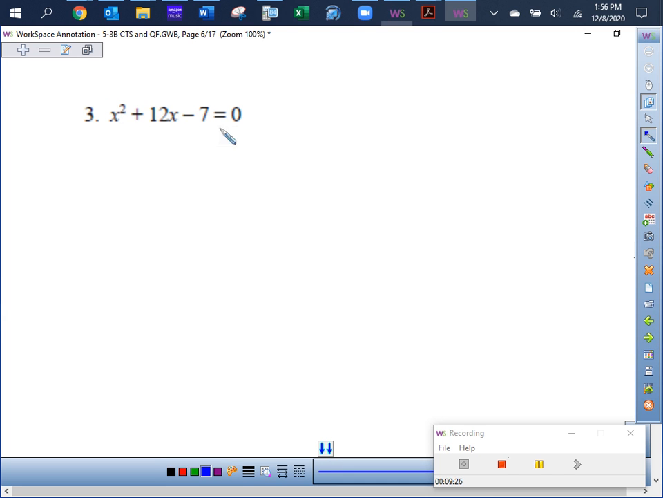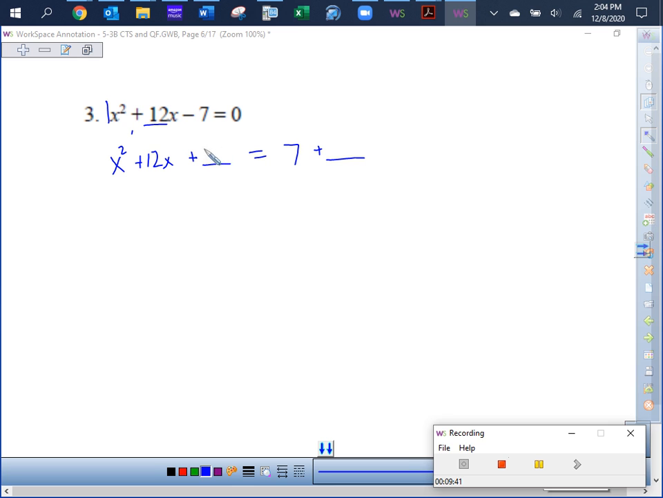First of all, we cannot factor number 3. Would you believe you can't find two numbers that multiply together to be -7 and add together to be 12? Is a 1? Boom. Is b even? Boom. Please set it up with blanks. Pause the video. All right. So we're going to put 36 in the blanks because that's half our b value squared.